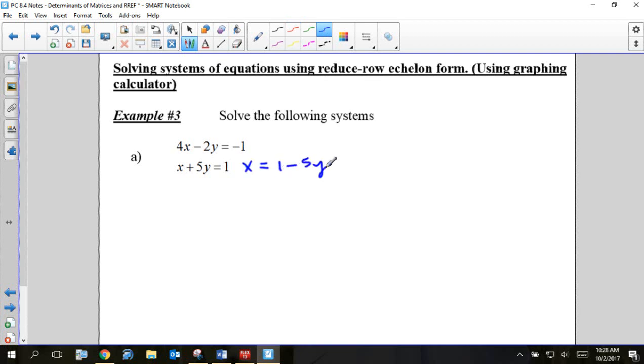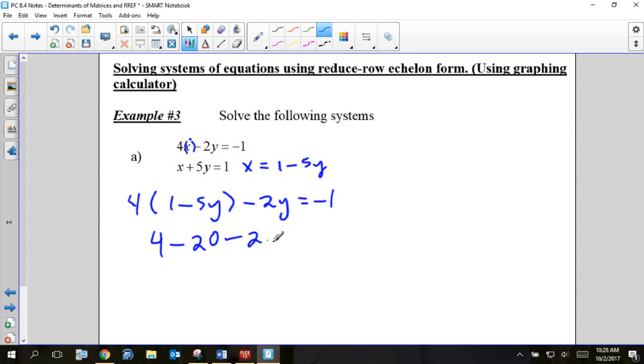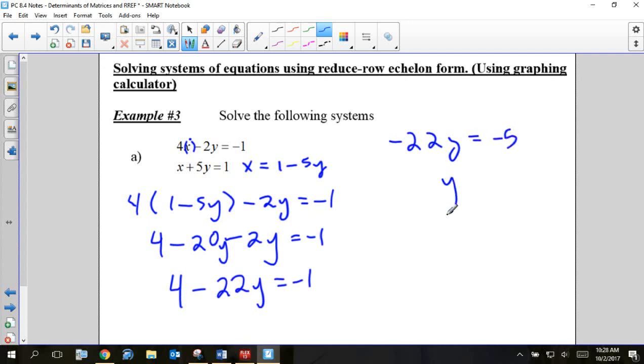So I'm going to do mine by substitution. You could have done elimination. Either's totally fine, but I decided to do substitution. Substitute in for x. I'm going to do 4 times 1 minus 5y minus 2y equals negative 1. And I get 4 minus 22y is negative 1. So negative 22y is negative 5. Y is 5 over 22.